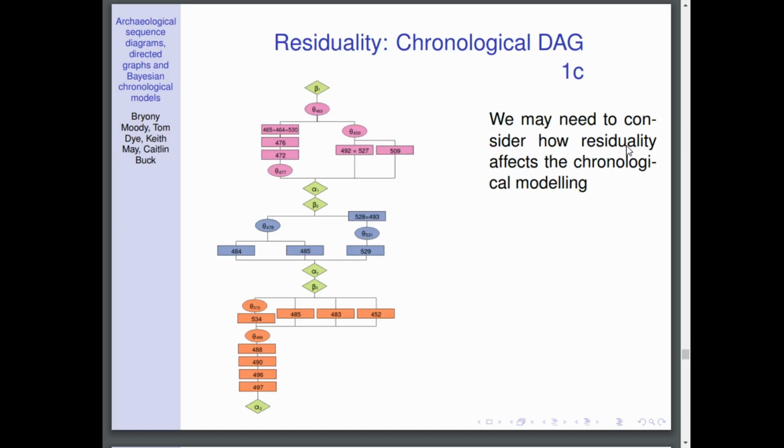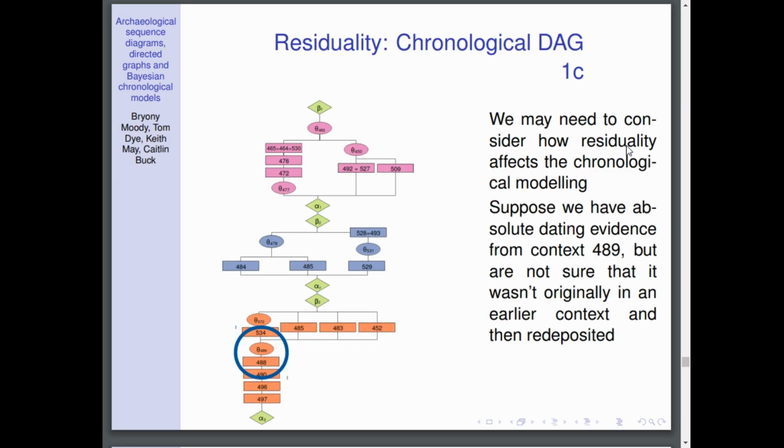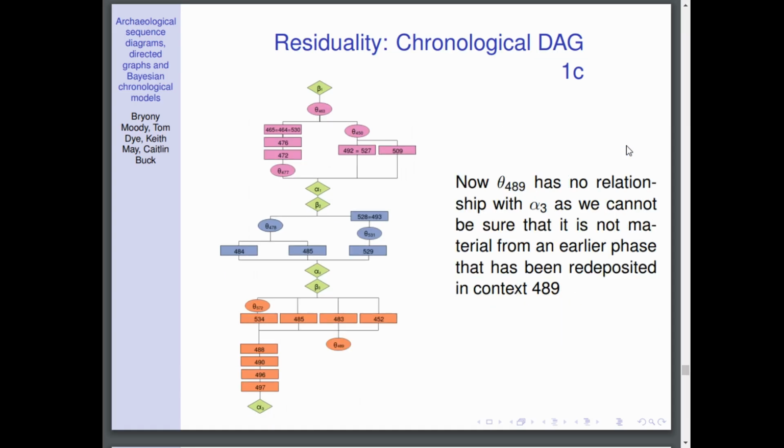A final idea we might want to look at is about residuality. So say that we found data and evidence in context 489, but we're not convinced that it wasn't from an earlier context and then redeposited. So then this changes the structure again, and now theta 489 down here no longer has a relationship with context 488 or alpha 3, because we can't even be sure that it comes from phase 3 anymore. It might have been from an earlier phase and redeposited.